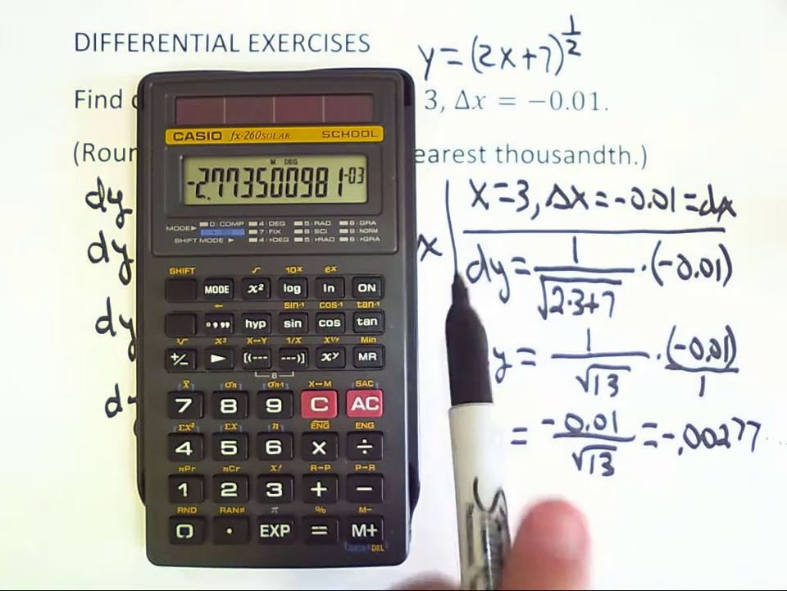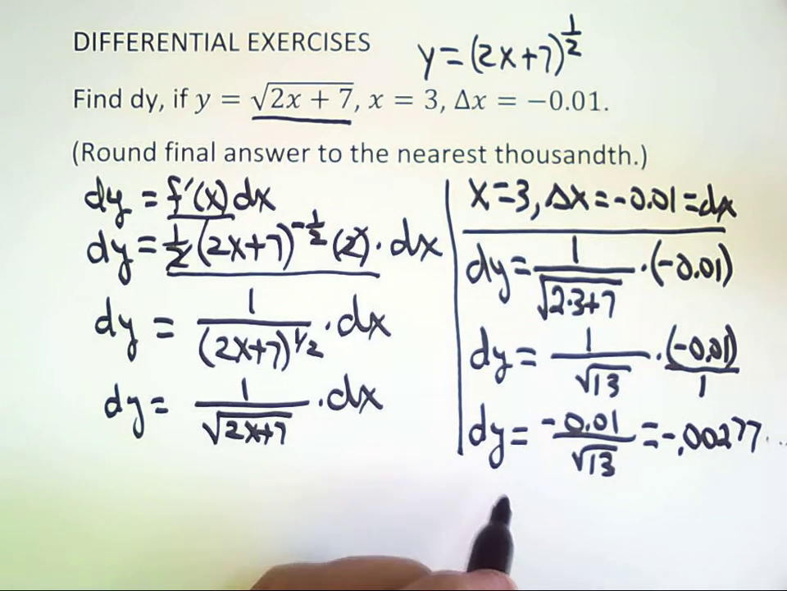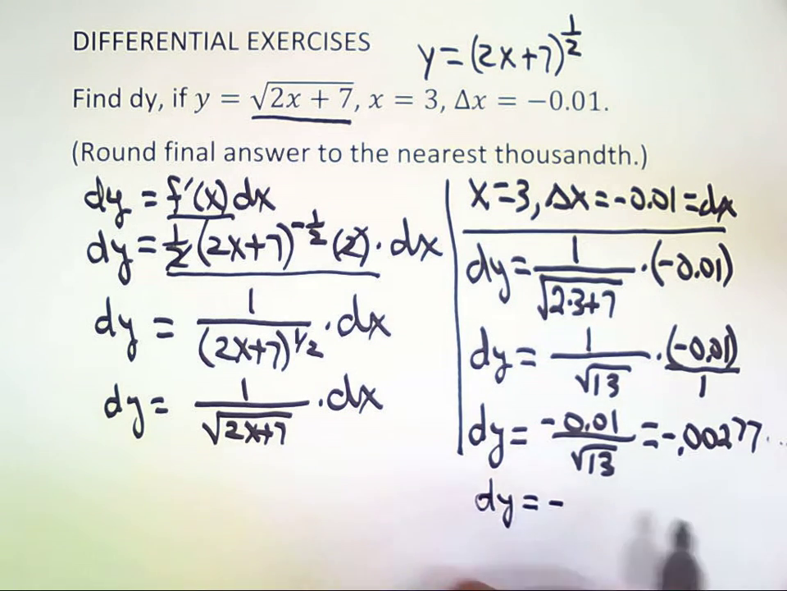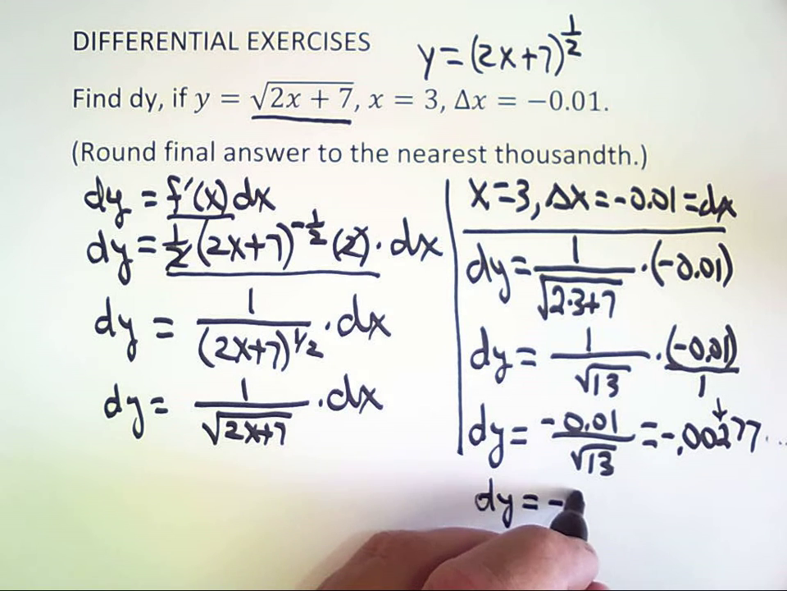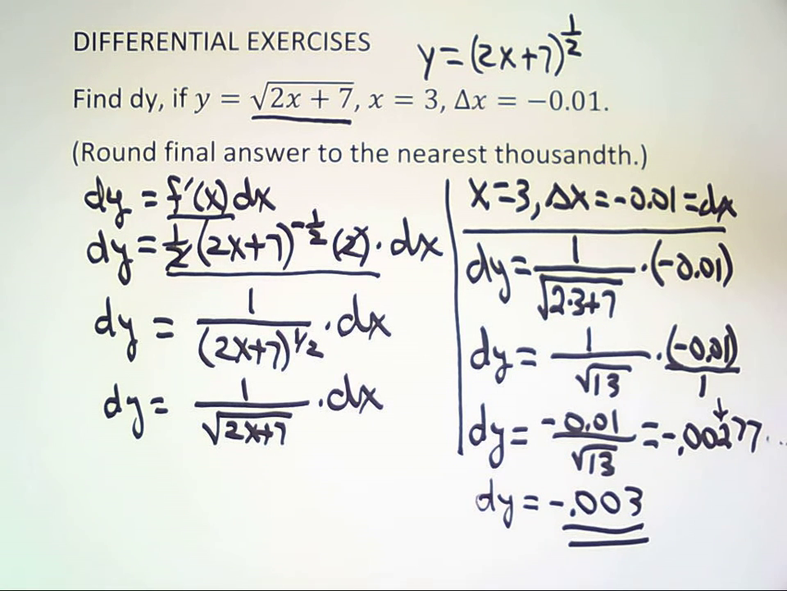But the problem says to round the final answer to the nearest 1,000th. So I want to take that answer I have and round it to the 1,000th place. So that would take it up to 0.003. So to the nearest 1,000th, the differential dy would be negative 0.003.